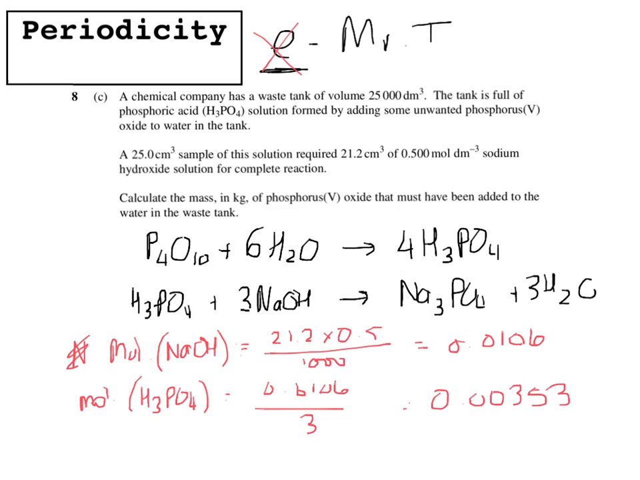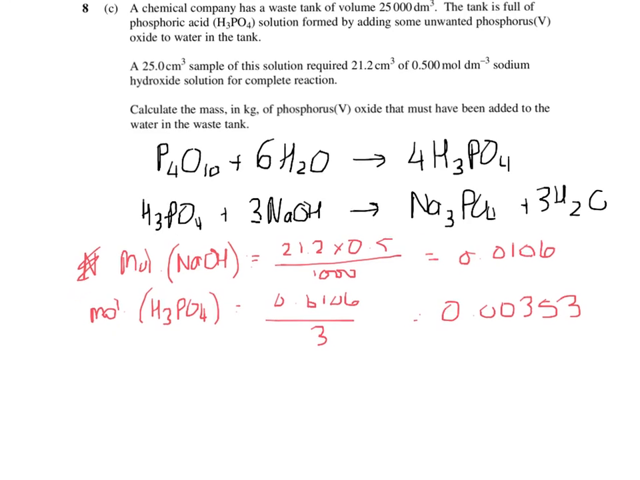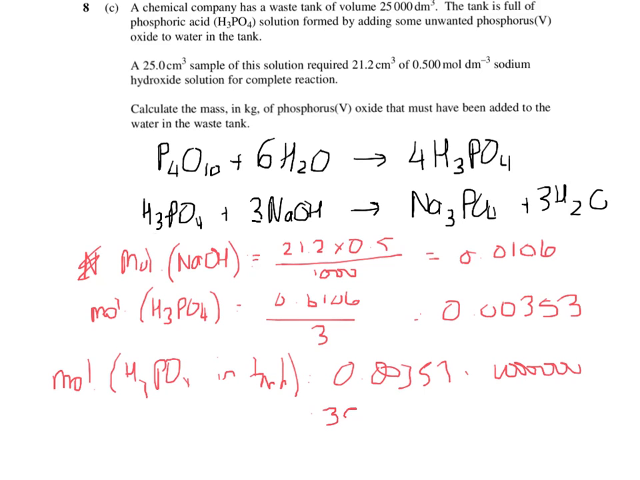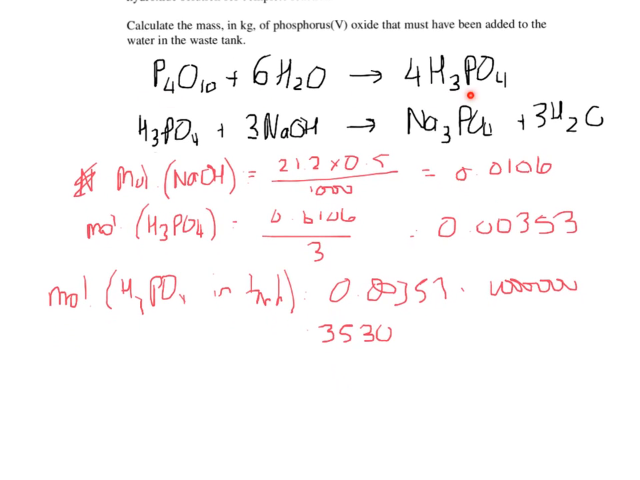And then we just have to consider that the titration has used 25 centimetres cubed of the original 25,000 decimeters cubed which was in the tank, which is a multiplication of 1,000,000. So what we need to do is multiply this number of moles we've got by 1,000,000. So we've got moles of H3PO4 in the tank equals 0.00353 times 1,000,000, and that equals 3,530.